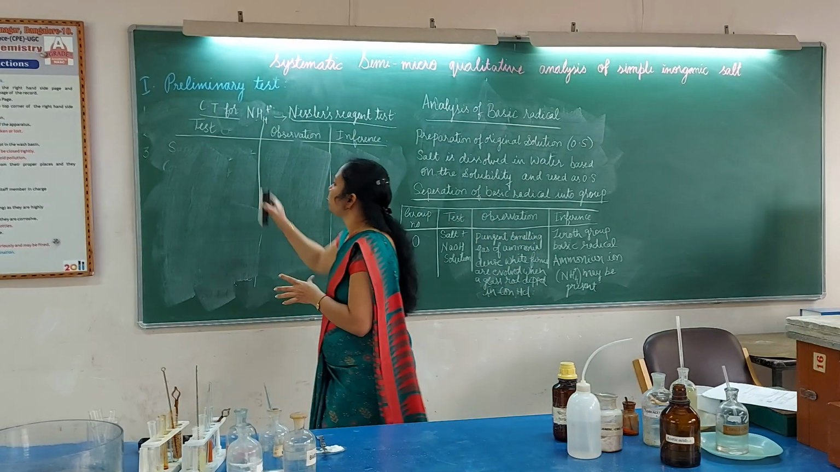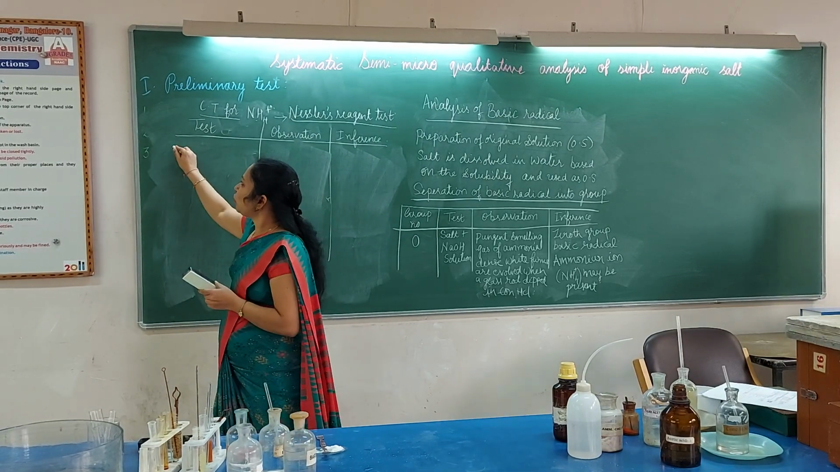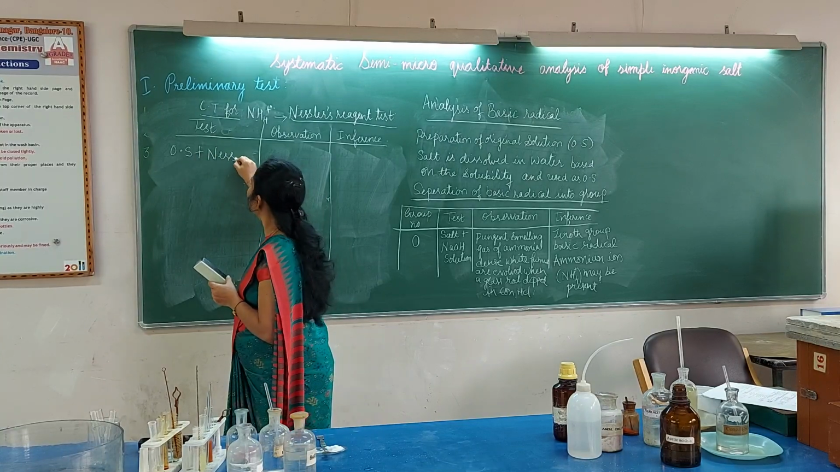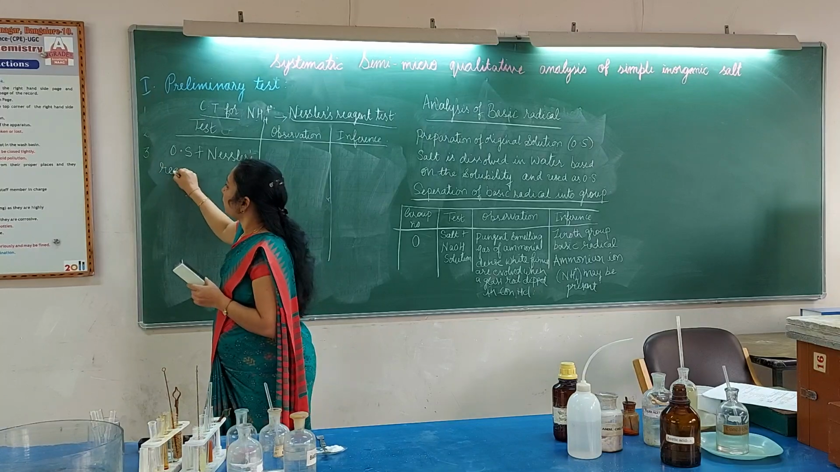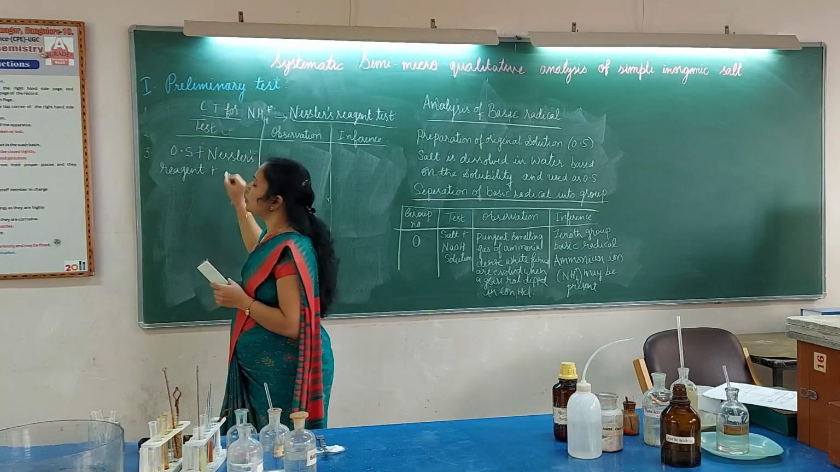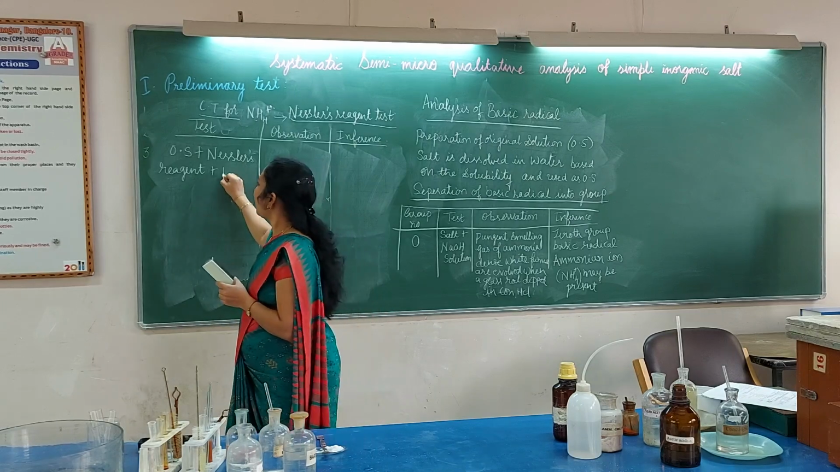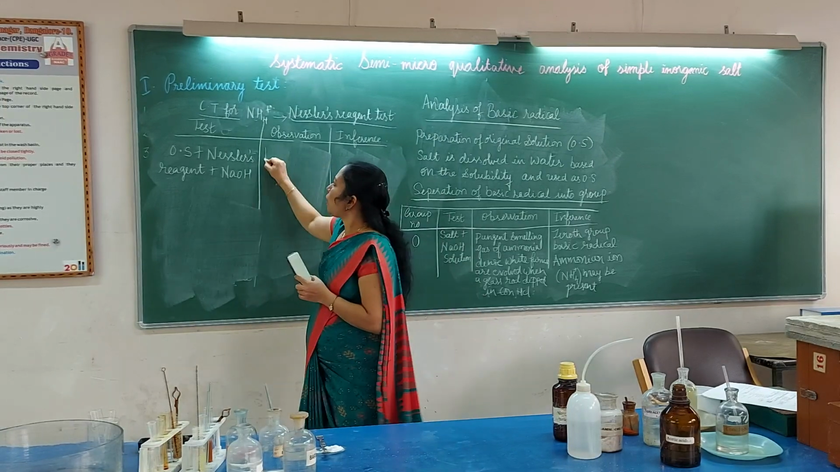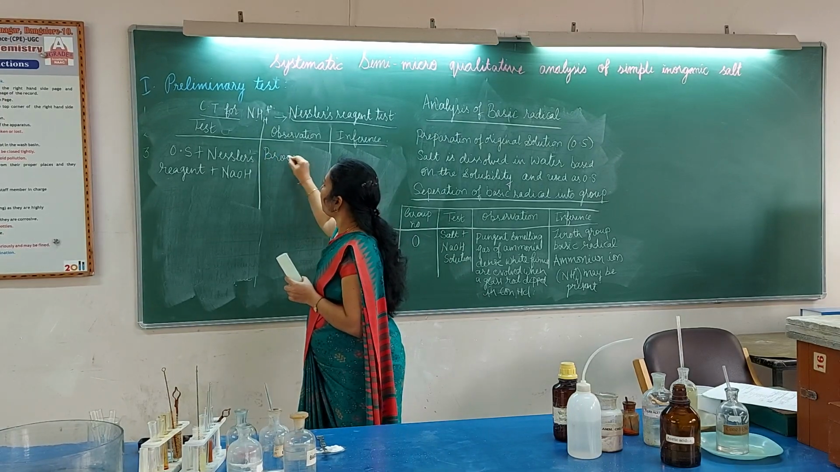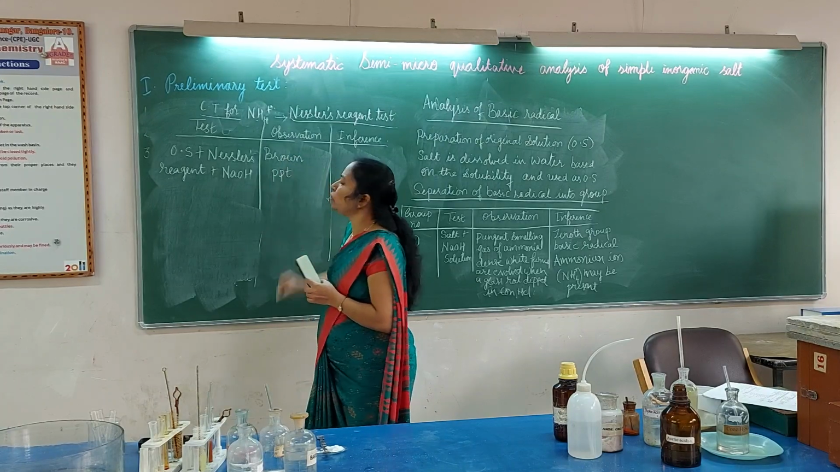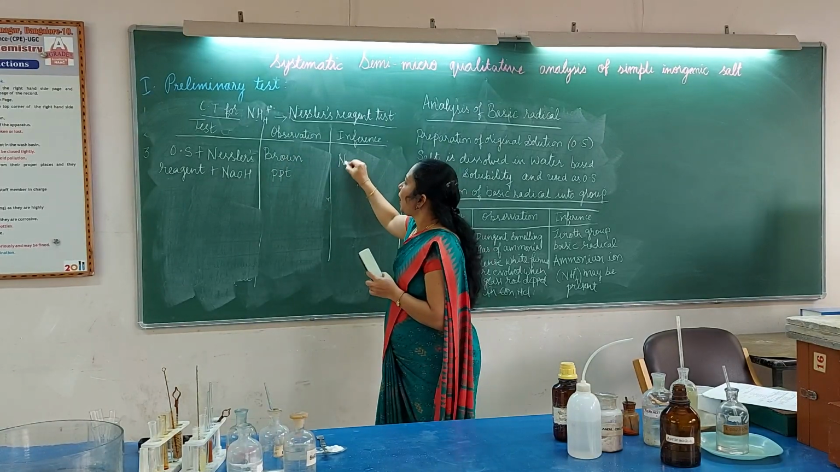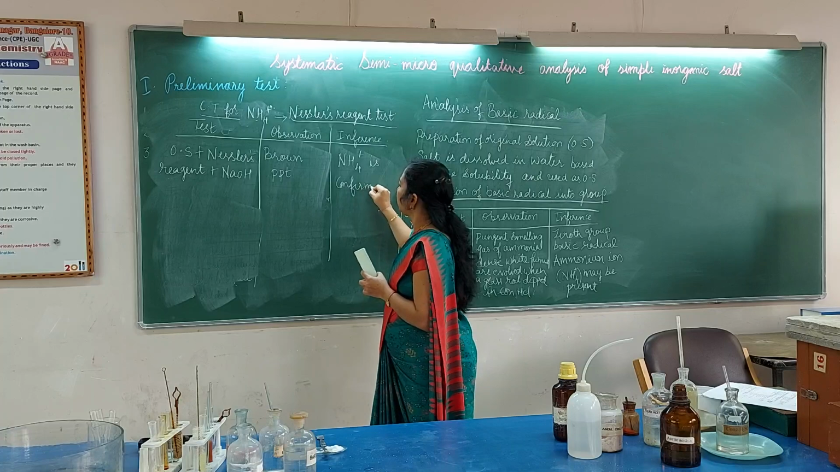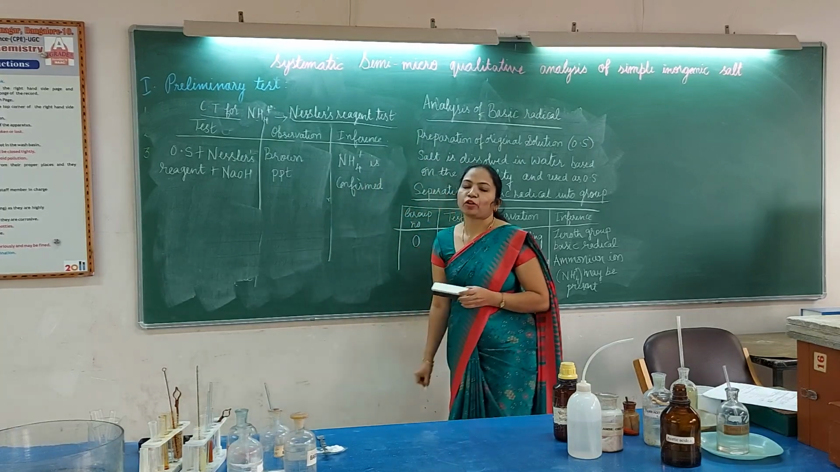So over here you are taking the original solution plus you are adding Nessler's reagent, and to this you have added NaOH solution. Okay, so you got brown precipitate, that is brown PPT. So NH4 plus ion is confirmed.